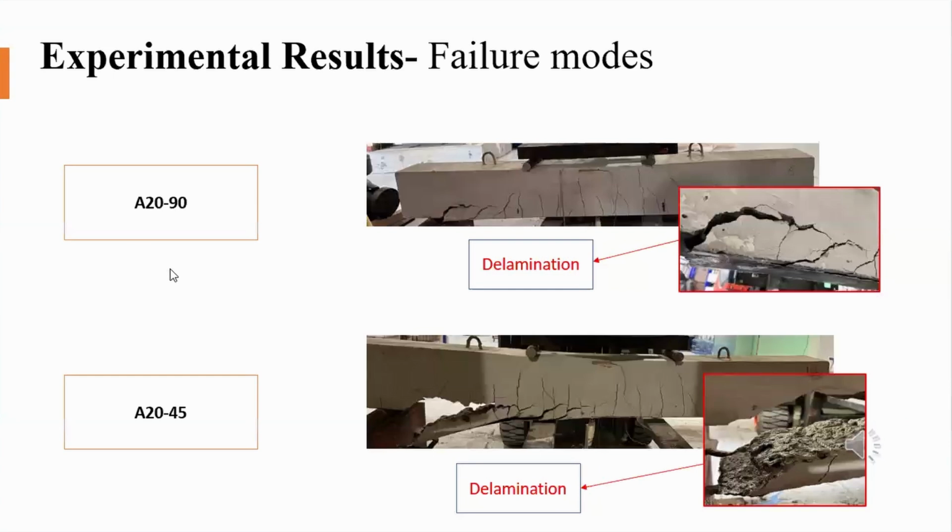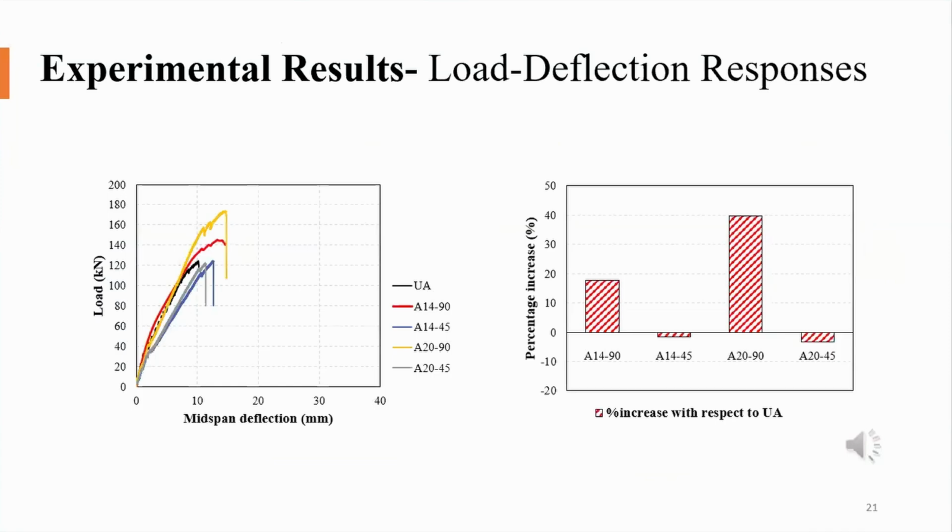The beams anchored with 20 millimeter diameter at 90 degree failed by delamination, and also the beam anchored at 45 degree angle failed by delamination. But here we can notice the difference between the two failure modes. In the first one, the concrete cover remained intact with the beam, but in the case of the inclined anchor, it was totally separated, and it was severe delamination.